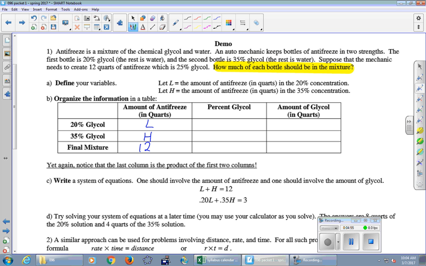That's one of them. Okay, the percentages are easy to fill in. The percent of glycol in this top row is 20. So what number am I putting here? 0.20, right? Make sure you convert your percentages to decimals. Next one, 35% becomes 0.35. In all of the tables we did last class, this bottom middle was left blank. But here it's a number. The final mixture is supposed to be what percentage? 25. So we put 0.25 right there. Okay?